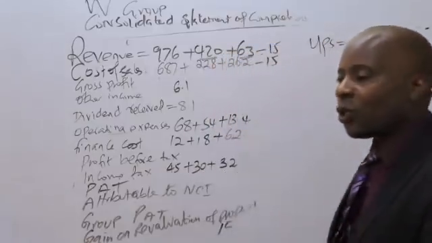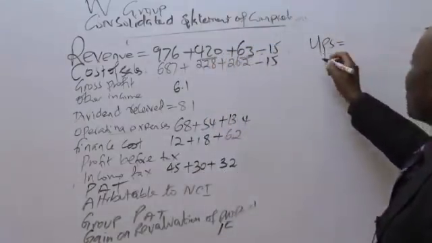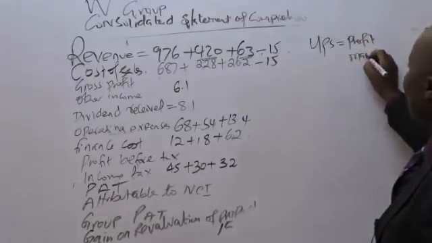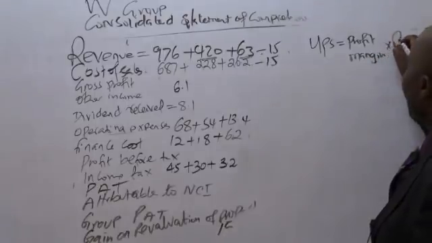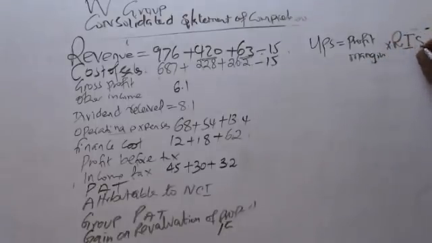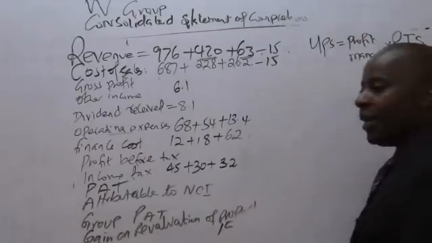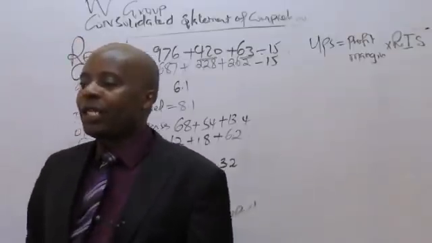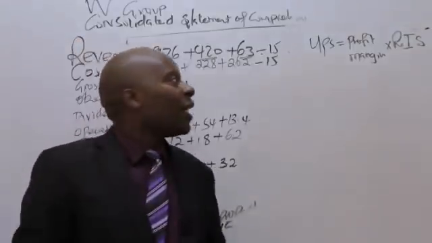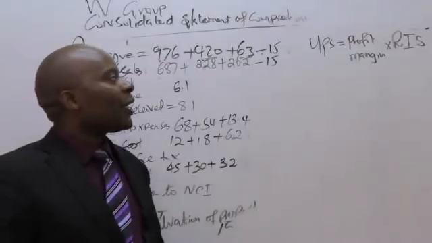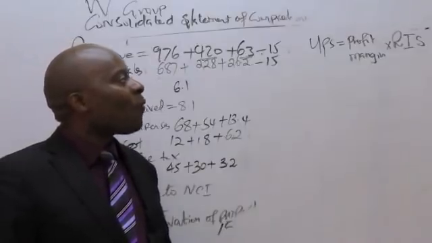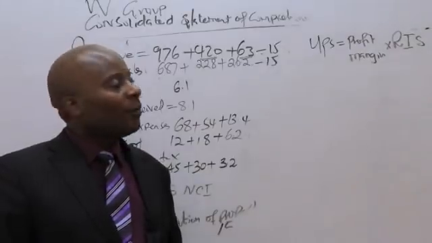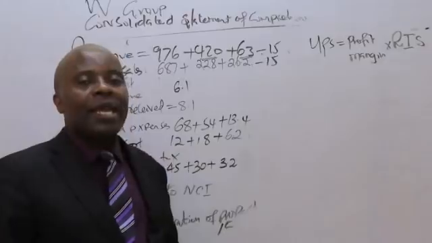As a student who doesn't want to waste time at all, to get UPS we normally take the profit margin times remaining intra-sales. Yes, thank you very much, Jacqueline. So anytime they want me to get unrealized profit, I'll always take the profit margin times remaining intra-sales.